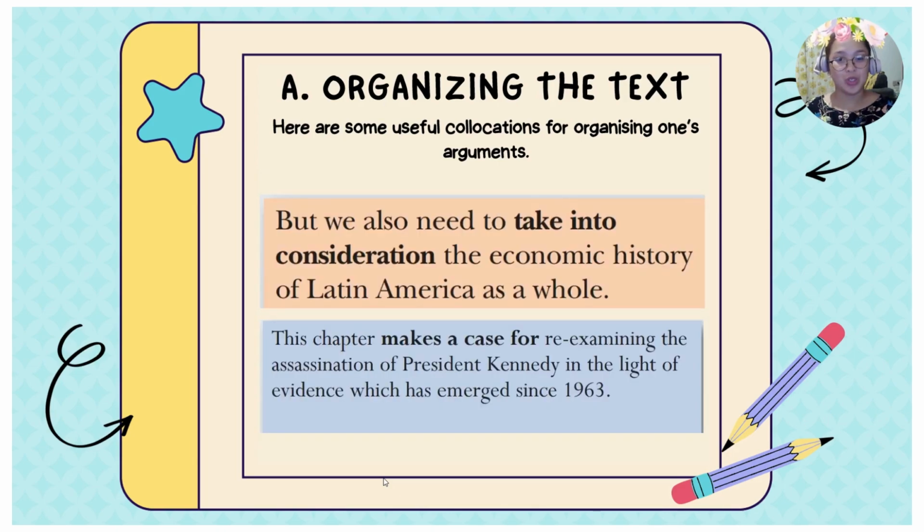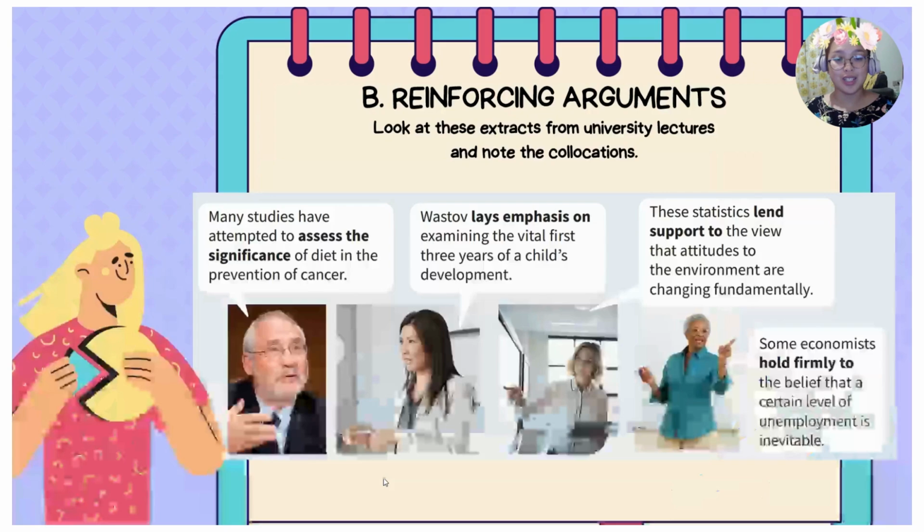But we also need to take into consideration the economic history of Latin America as a whole. This chapter makes a case for re-examining the assassination of President Kennedy in the light of evidence which has emerged since 1963. For letter B, this is for reinforcing arguments.